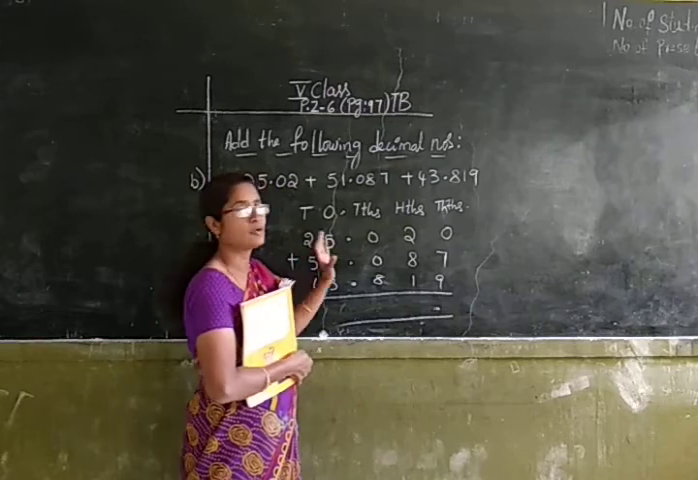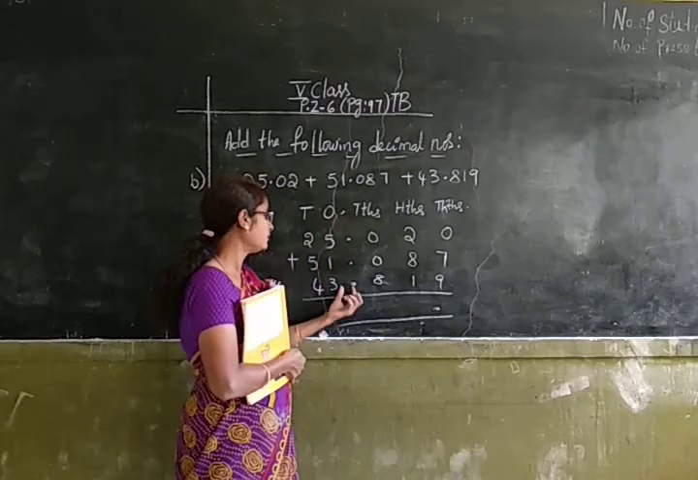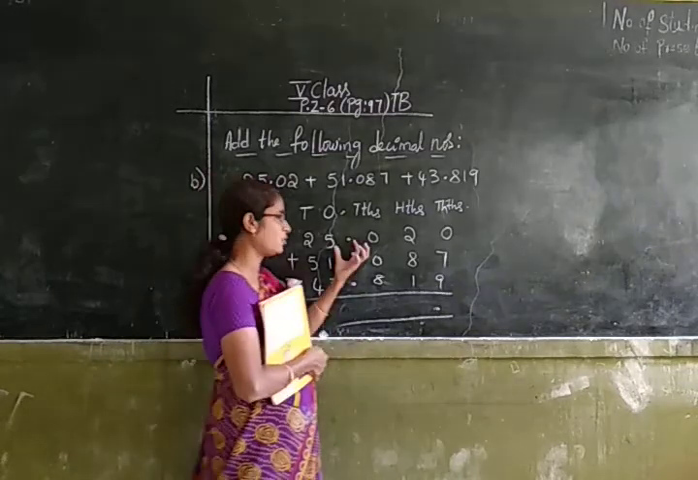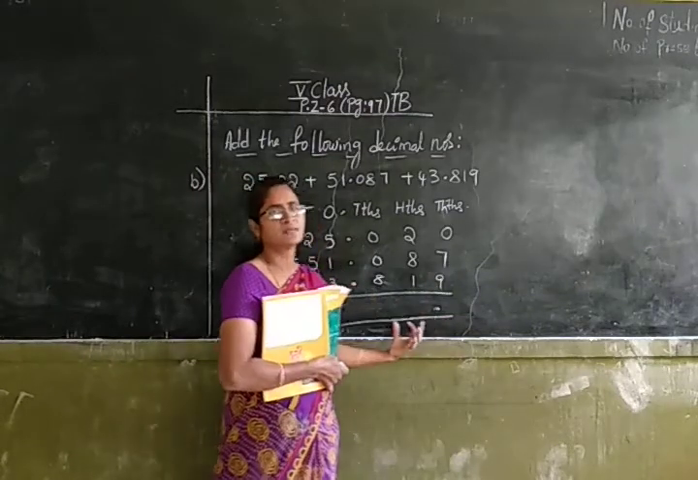So you have to check whether you have written the point in one column or not. If the point is in one column, you have arranged the numbers correctly.